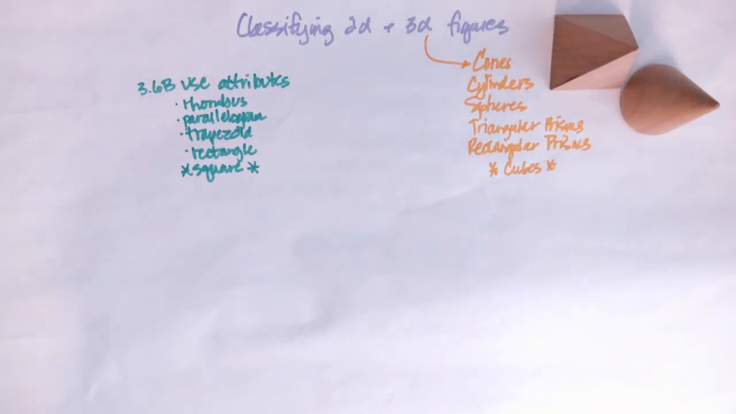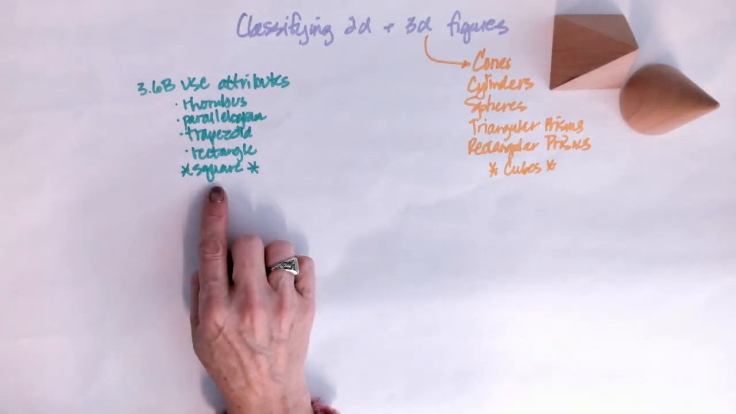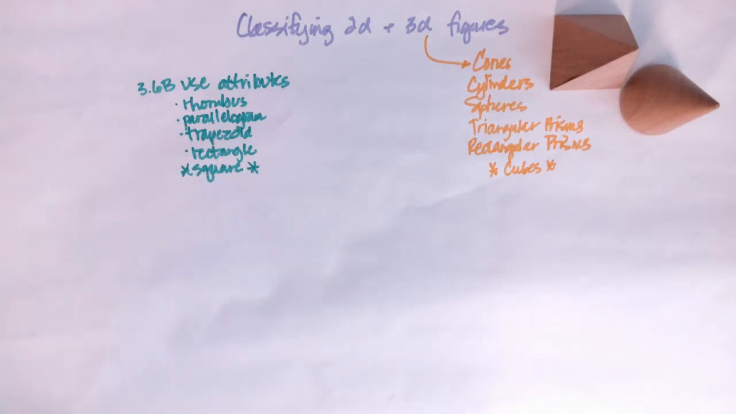However, in 3-6B, we are asked to use attributes to recognize this specific list of 2D figures or quadrilaterals: rhombuses, parallelograms, trapezoids, rectangles, and squares as examples of quadrilaterals, and another verb, draw examples of quadrilaterals that do not belong to any of these subcategories.